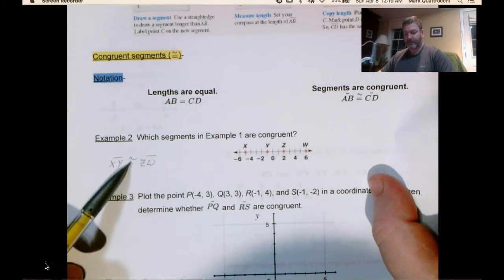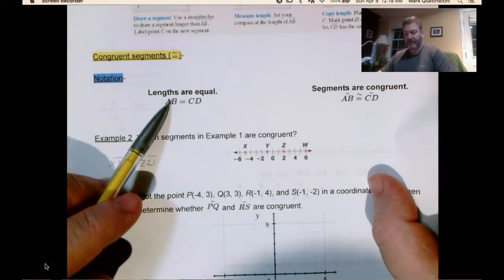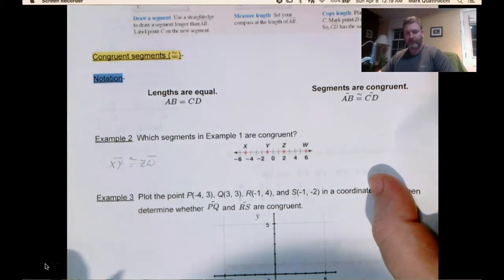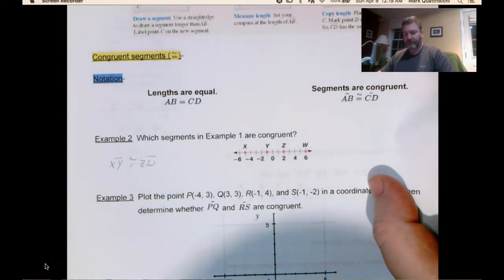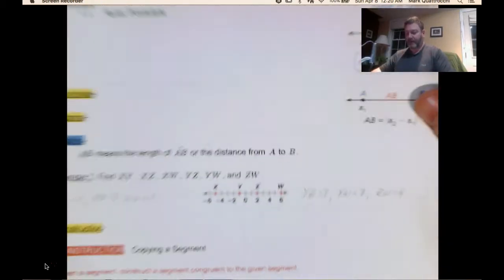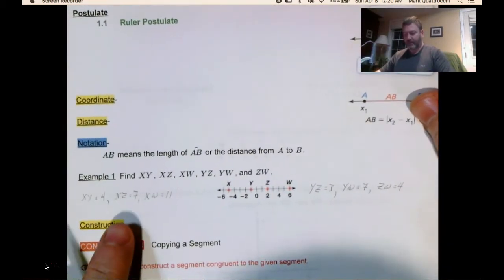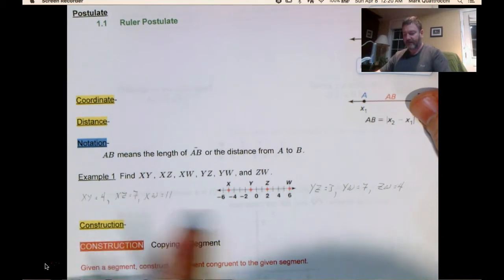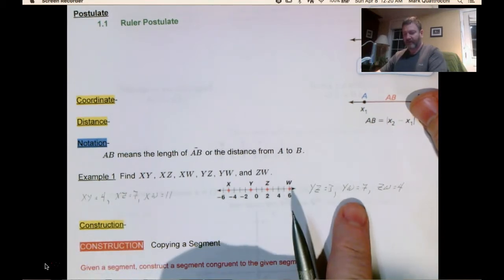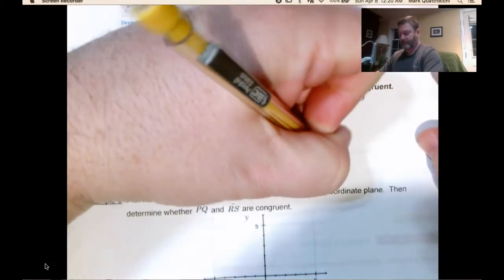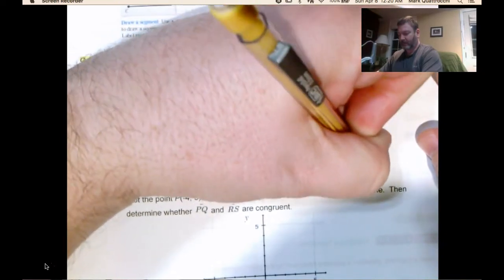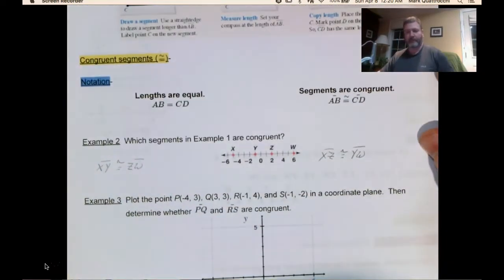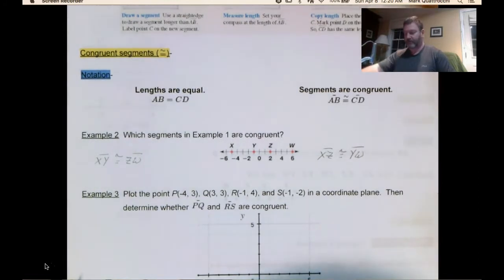Segments are congruent. Lengths are equal. Okay, and the question's asking us for congruent segments, so I have to use proper notation. There's another pair here. We have segment XZ and segment YW have the same length. So segment XZ is congruent to segment YW. And there's our answer to example 2.